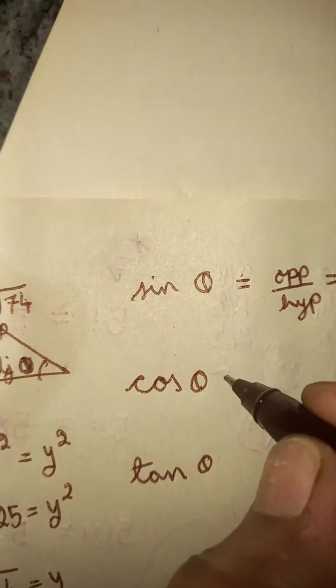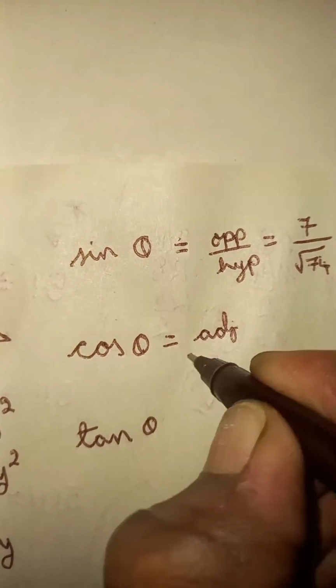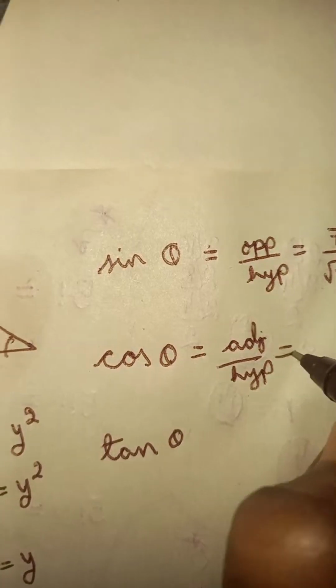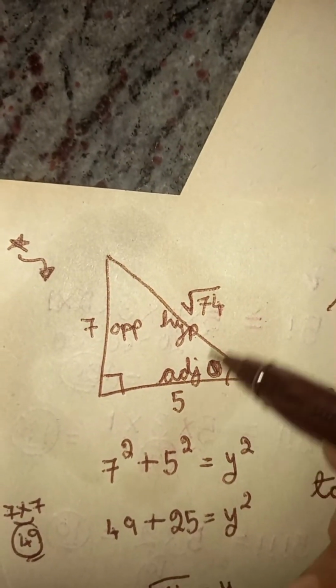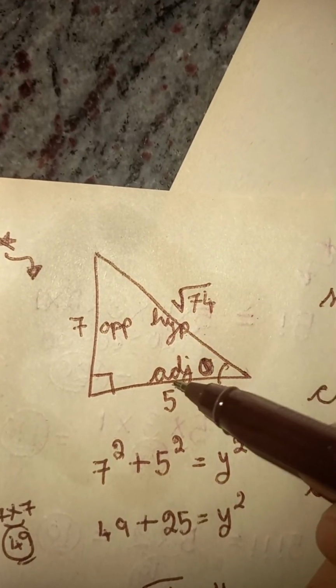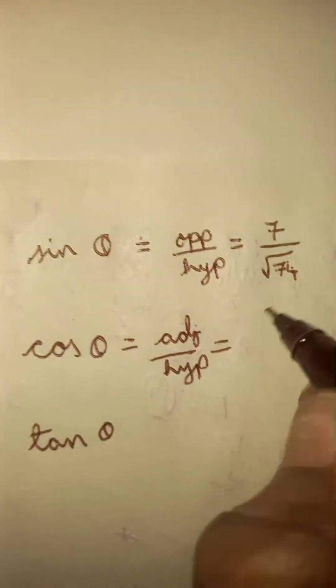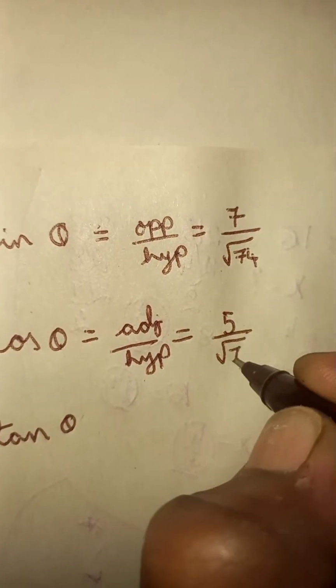Now cos theta means it is adjacent by hypotenuse. Now I'm going to tell you this is adjacent, this is hypotenuse. Adjacent is 5 units, and it is root 74 units. So it is 5 by root 74 is the cos theta.